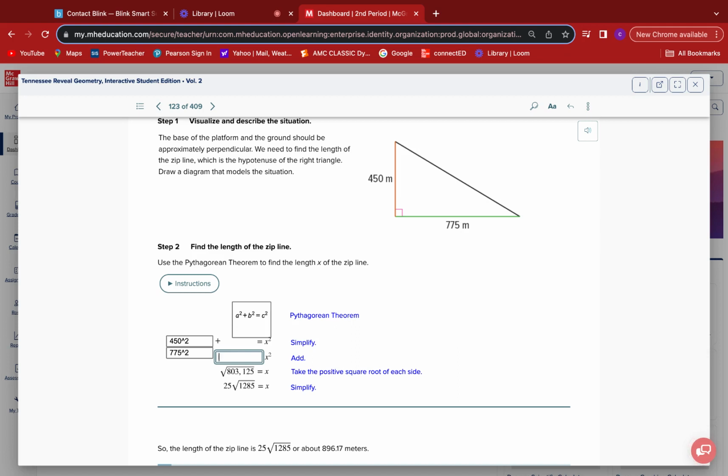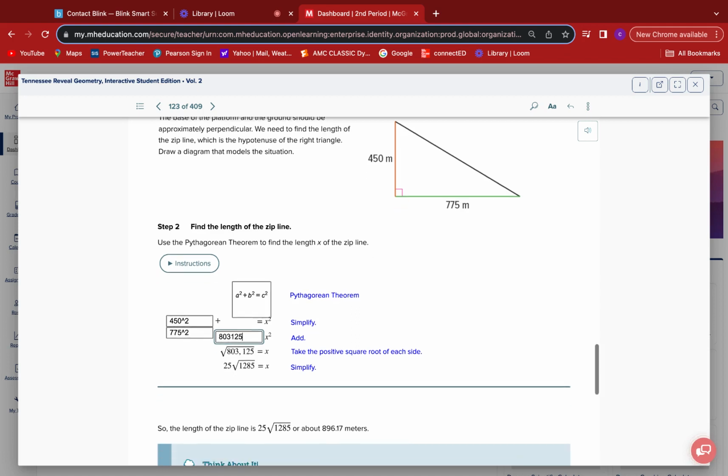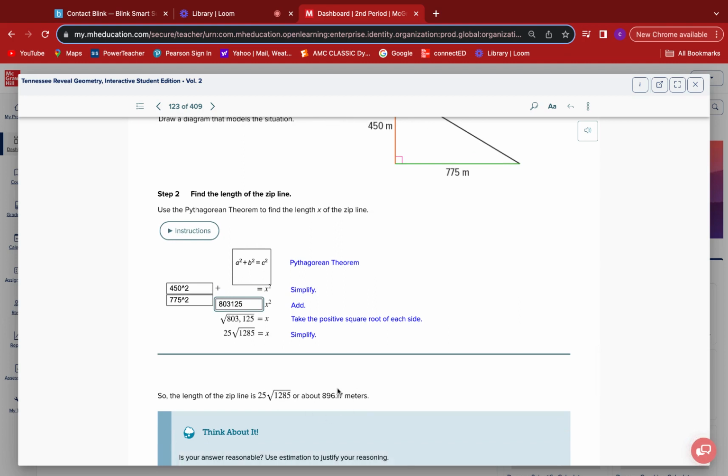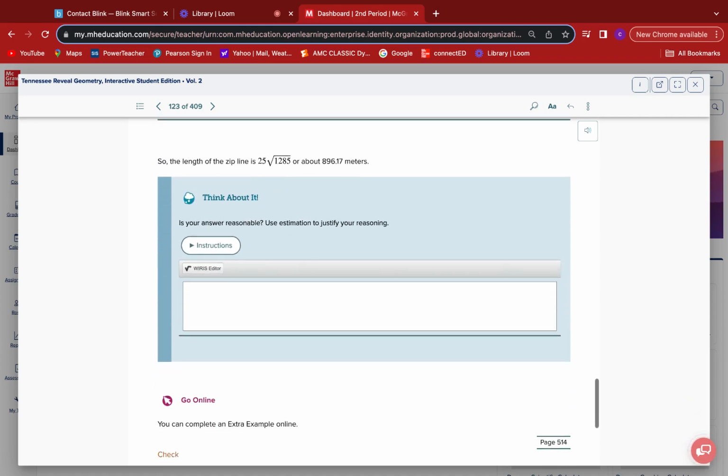But grab your calculator, put in 450 squared plus 775 squared, and you're going to get this really big number right there, 803,125. The opposite of squaring is to square root that sucker. So you're going to square root that really big number. And, of course, they give it to us. But if you're not comfortable with that, breaking down of a radical, 896.17 and some change. So there you go. There's example number 3 on page 514. All right, go to the next page.